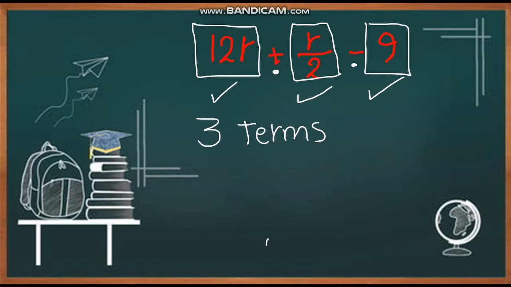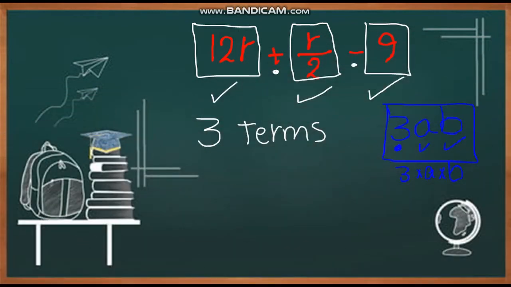A term can also contain one or more variables, like this term 3ab. We have here 3 as the coefficient and 2 variables. So this is one term, okay? This term has 2 variables, a and b, and 1 coefficient, and all of these factors are multiplied by each other. 3ab means 3 times a times b.